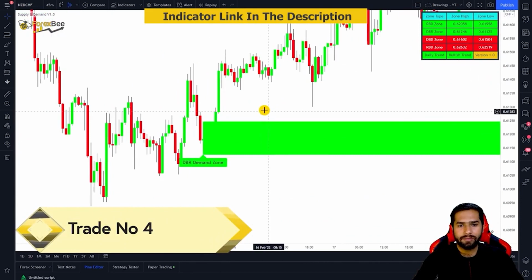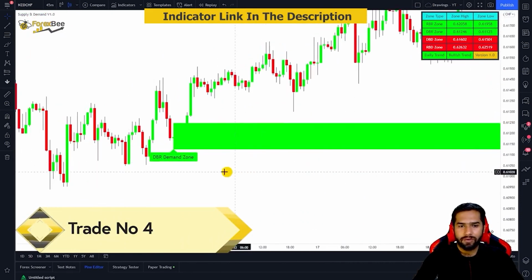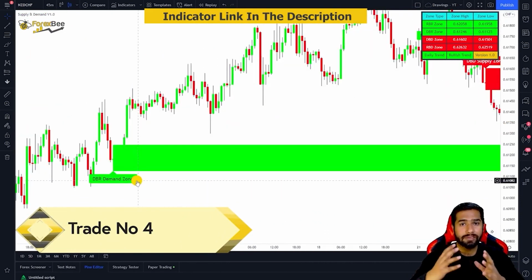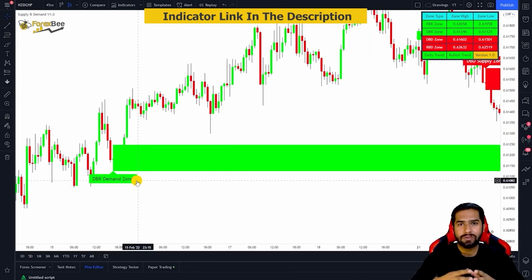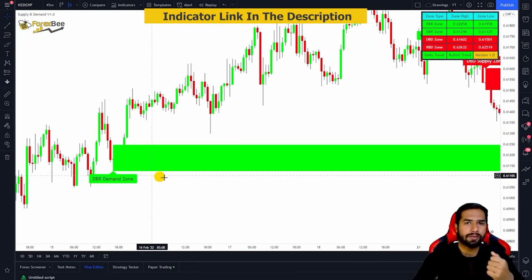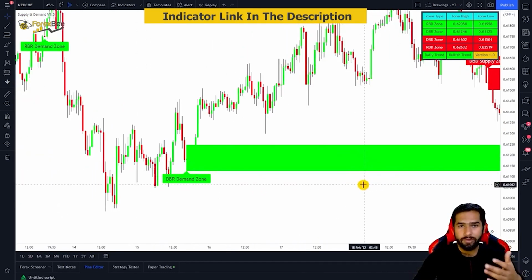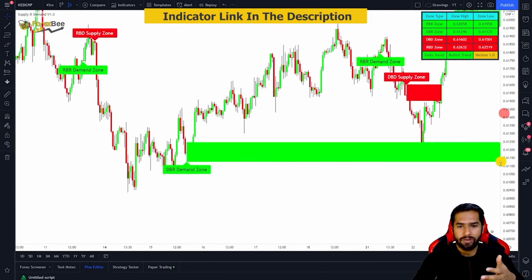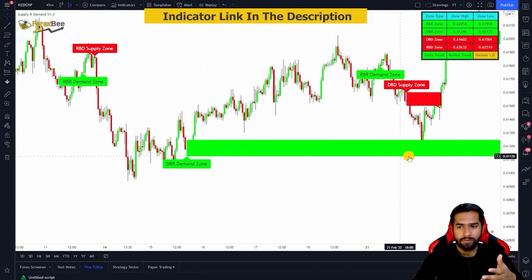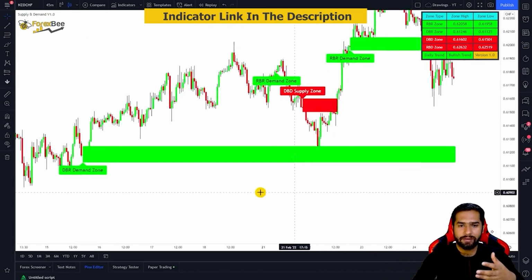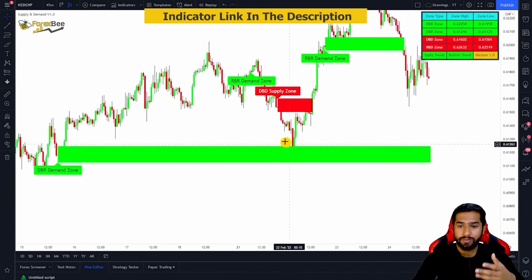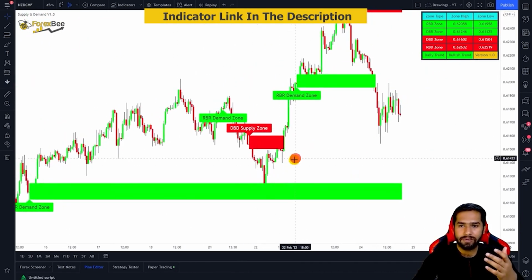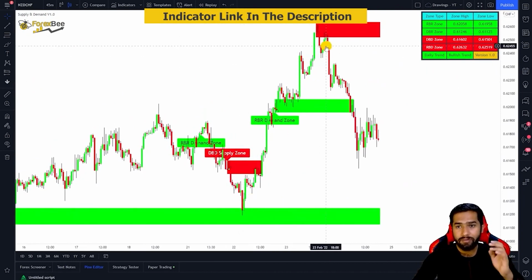here you can see the formation of another drop base rally demand zone. Now, as I explained earlier, in demand zones the market will come back in order to pick the pending orders, and then will give a bullish move. So if I zoom out, you can see here that this zone was fresh till this level, and here the market came back in order to pick those pending orders, and then after that you can see that it gave a very big bullish move.